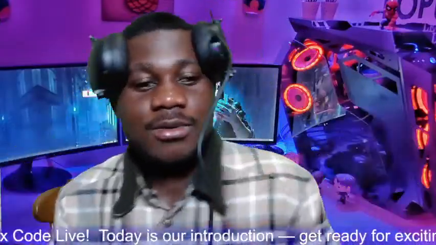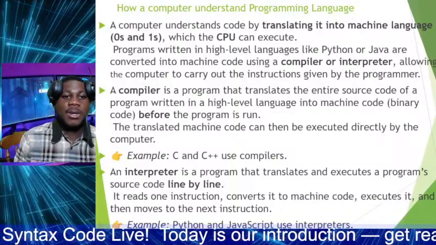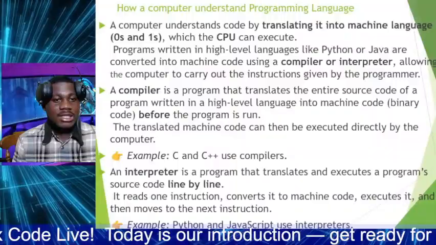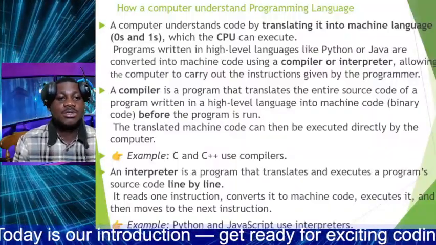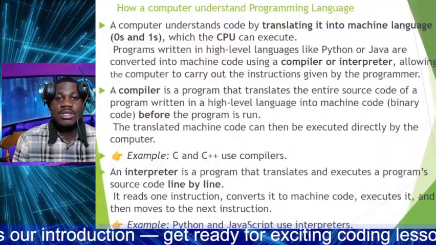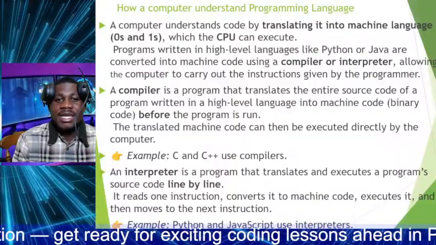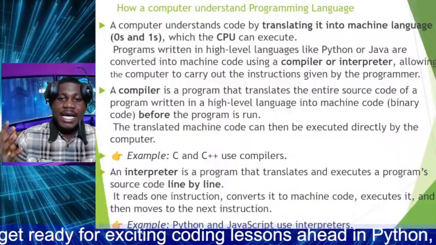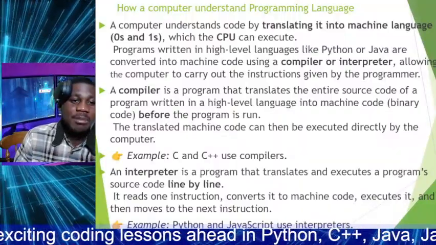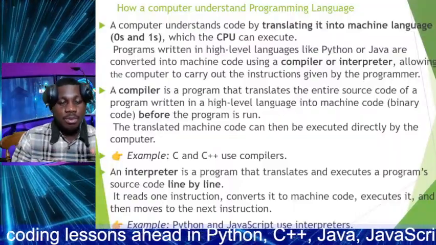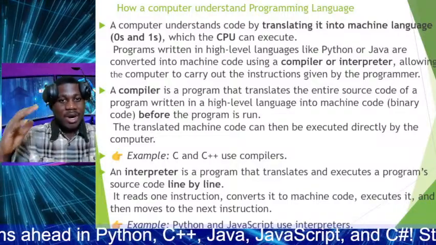Okay, so we are back now. How a computer understands programming languages: as I was explaining, the computer uses the compiler and the interpreter to translate the code to machine language. A compiler translates the entire source code that was written in a high level programming language. The compiler translates this source code all at once.